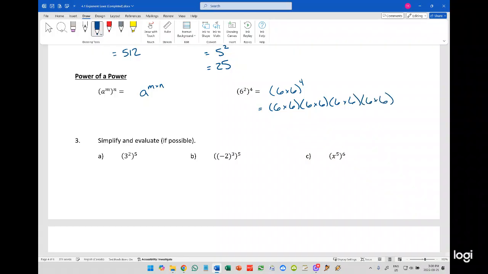Again, I didn't need to know a law for that. That's just the definition of what a power means. But when I look at that, I'm multiplying that 6 together 8 times. And again, could have found that much easier by just saying 2 times 4.